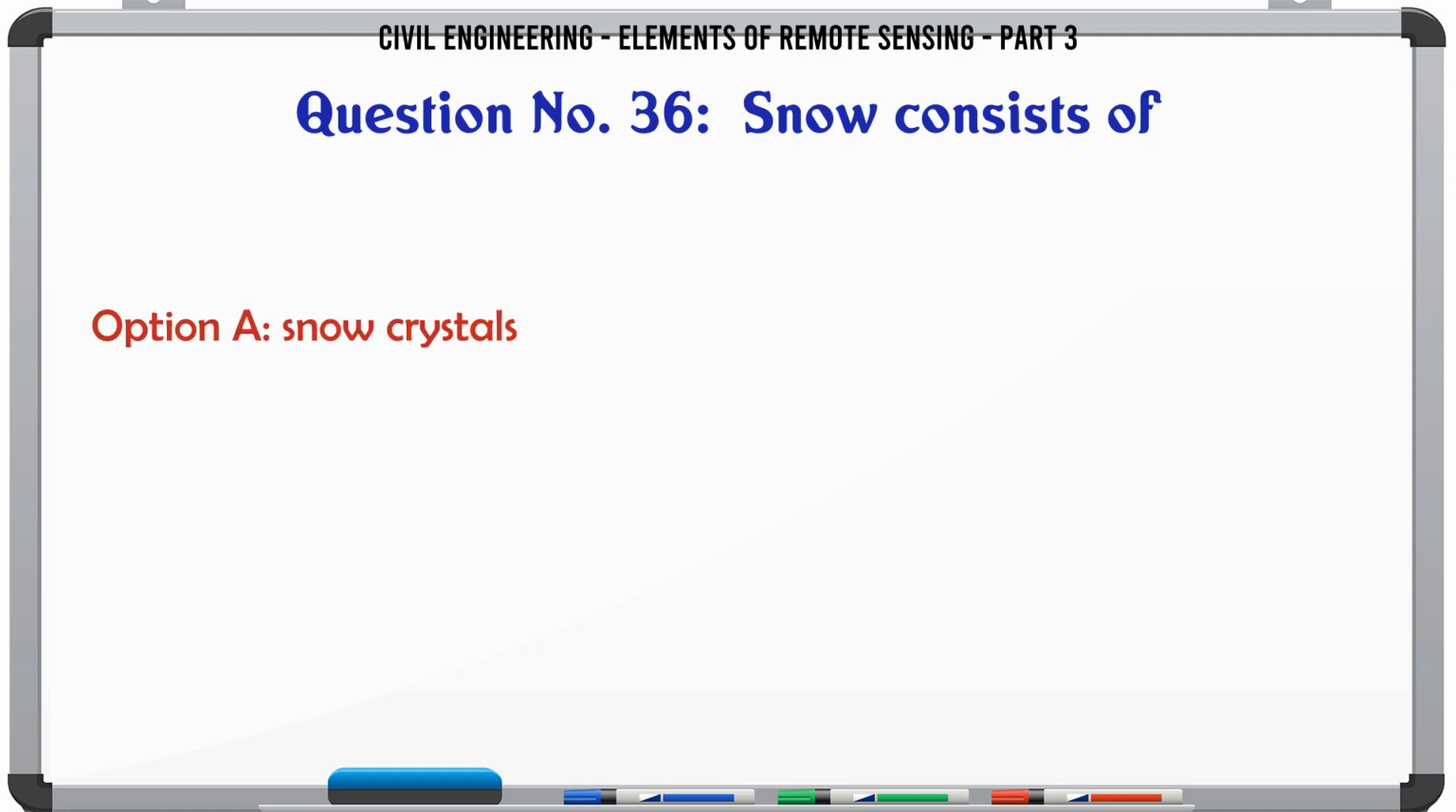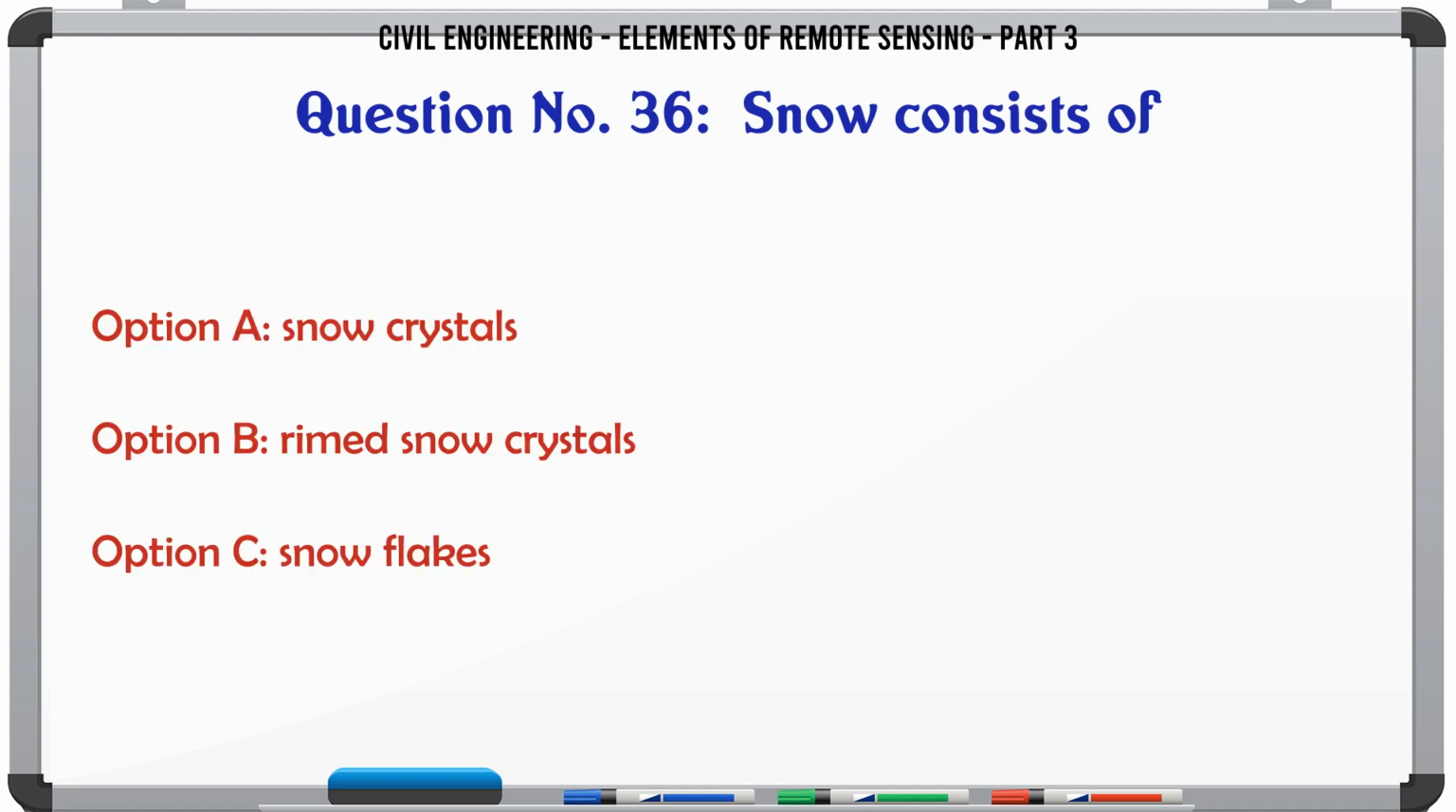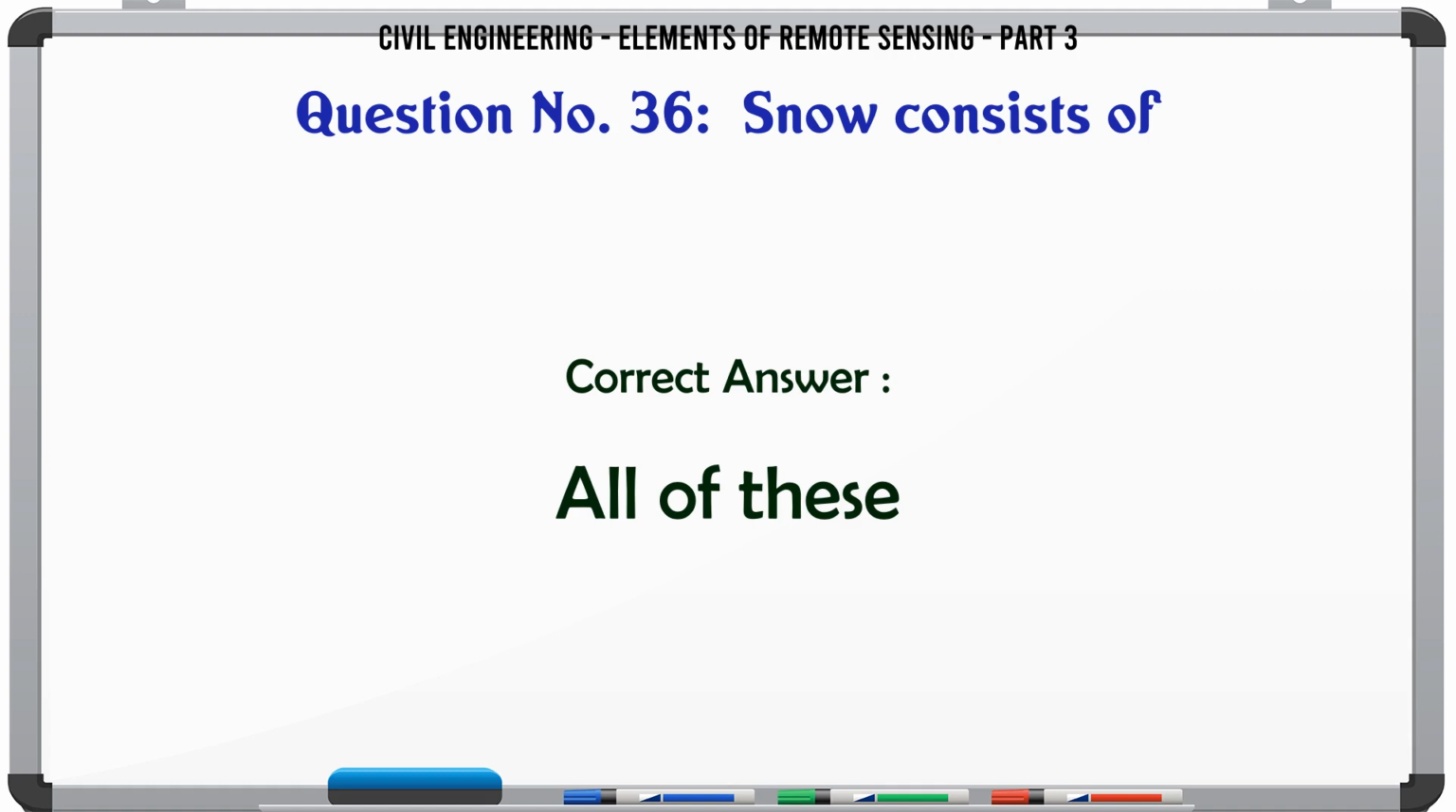Snow consists of A. Snow crystals, B. Rimed snow crystals, C. Snowflakes, D. All of these. The correct answer is all of these.